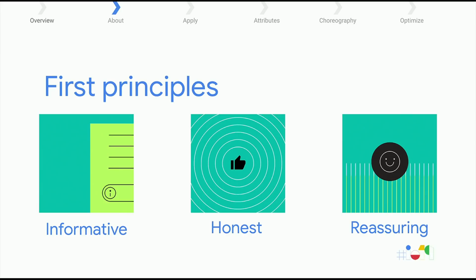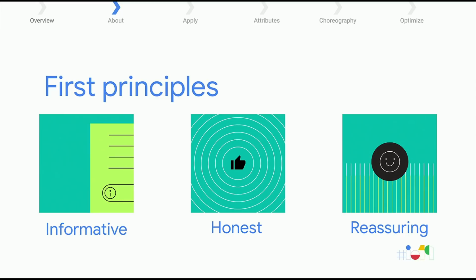So this first section is around the principles and approach to sound. So for material, we take a first principles approach to designing with sound. And these principles are based on sounds being informative, honest, and reassuring. So for informative, at their core, sound should always have a functional reason to play. So they exist to provide information and contextual cues to the listener.